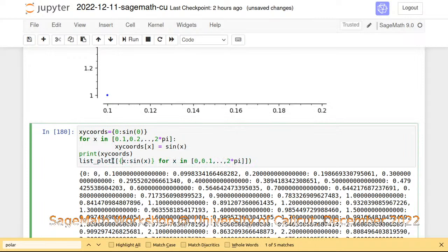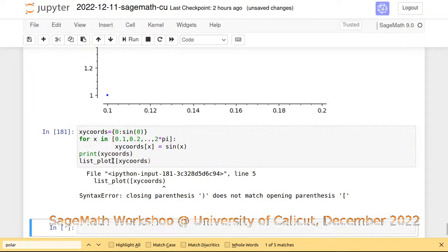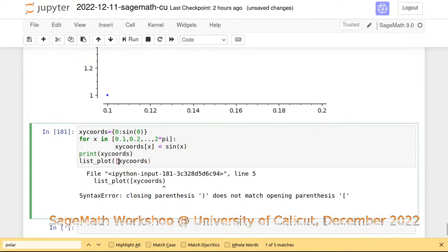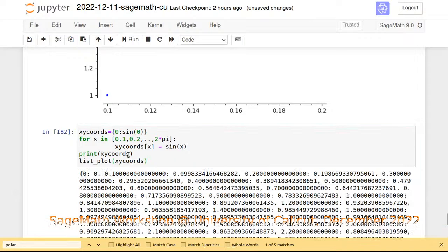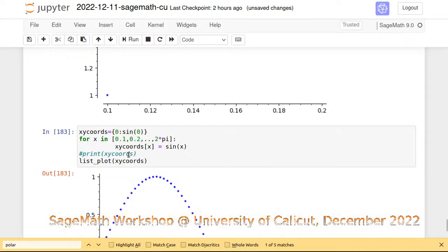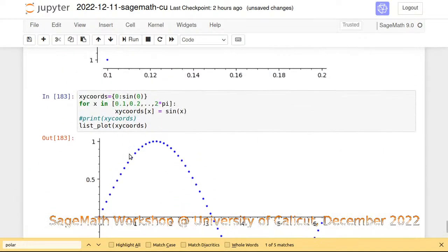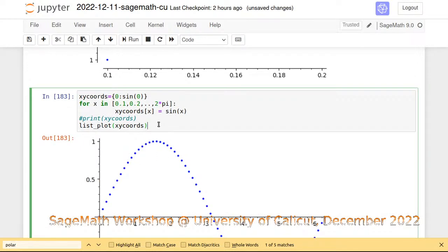Now list plot. Yes, this is within the range. That's correct. So we used a trick to create a list of xy coordinates. This is not a directly achieved thing, but there is a kind of trick. But there is of course an alternate way also.